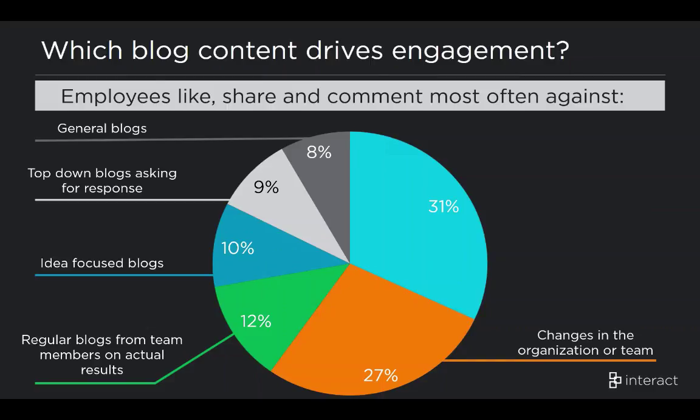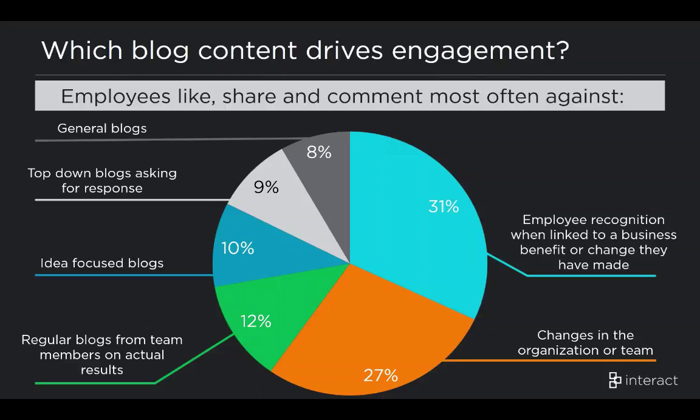But with the next two categories, we found overwhelmingly had the biggest number of blog content that were eliciting some feedback. And that was changes to the organization or team. Pretty standard. If you've got a shake-up within the business or you're promoting some people and you want to blog about it, 27% of all of those collaboration moments came from those types of blogs. So that was very interesting. But most importantly, almost a third of all collaboration moments from blogging came when it was an employee recognition moment when linked to a business benefit or a change they have made.